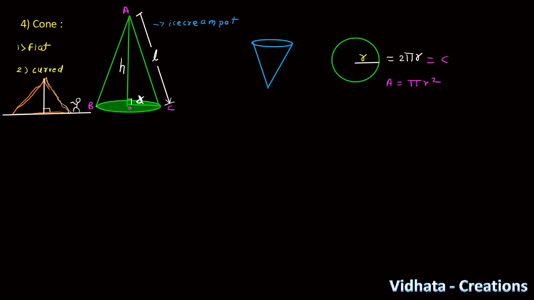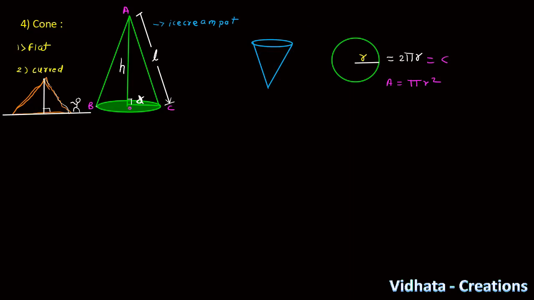If you cut this shape, first of all you will cut this circle and keep it here. After that, what will happen? You will get a shape like an ice cream pot or like a cap of a joker. Now if you cut this ice cream pot along this length, in a straight line, and flatten it on the ground, then what type of shape will you get?